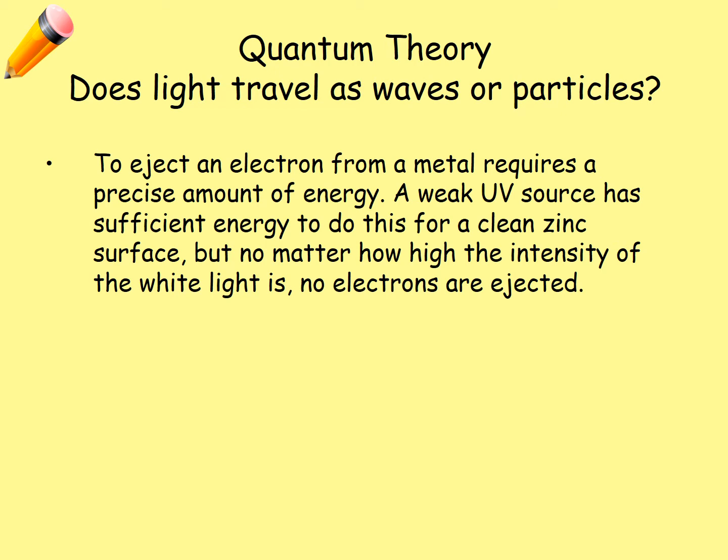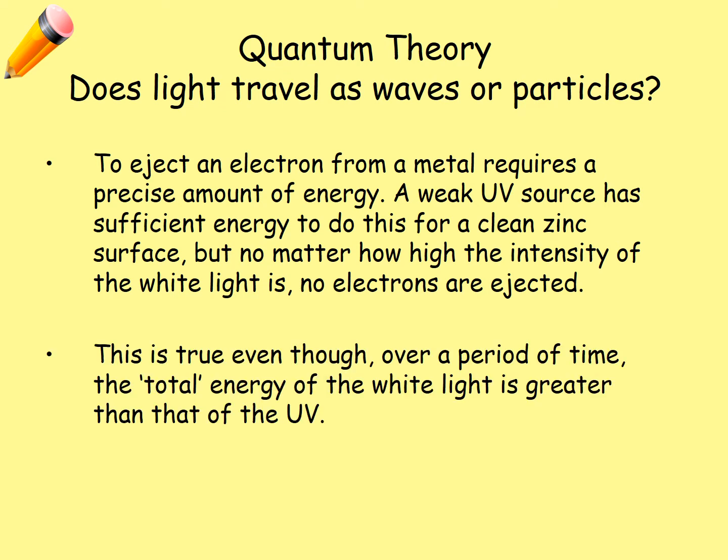So the frequency must be related to the energy. The higher the frequency, the higher the energy. And if we have a sufficient frequency, we have a sufficient energy to reach that exact amount that the electron needs to be ejected from the surface of the metal. And this is true even if over a period of time we're providing loads and loads of energy in terms of white light. So we can provide strong, intense white light for a long period of time, and we still aren't going to release any electrons. And that's because we need a specific amount of energy for each electron.